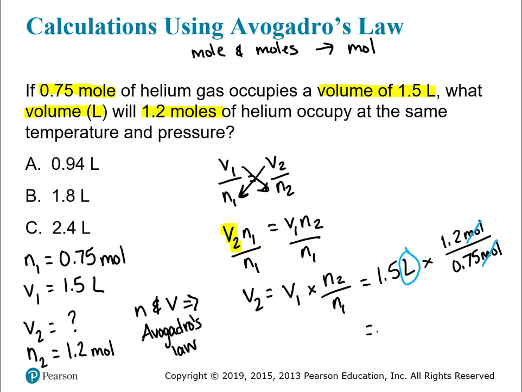When you do the math, you should get 2.4 liters, which is letter C. Before you even do the math, you can rule out option A, and here's why. We're starting with a volume of 1.5 liters, and we are increasing the moles, which means that we're going to increase our volume. If we're starting with a volume of 1.5 liters, the answer of 0.94 liters doesn't make sense because we need a volume that's bigger since we increase the amount of gas we have. You can't tell the difference between B and C until you do the math, but you can at least say the answer isn't A.